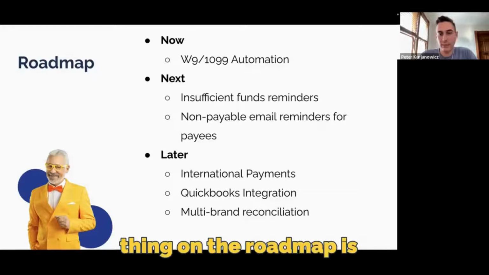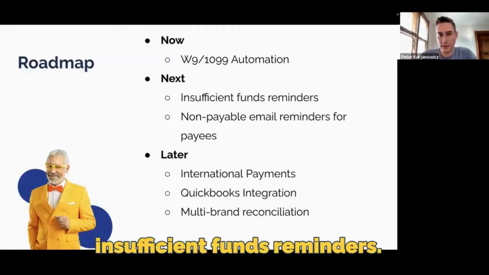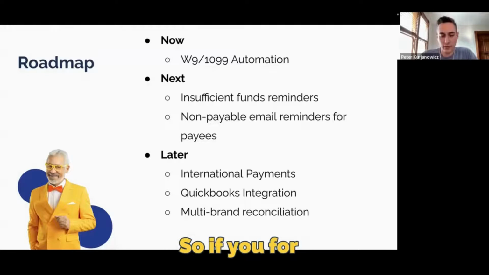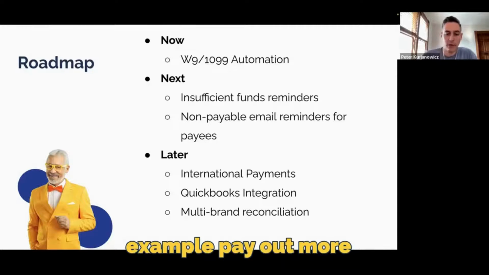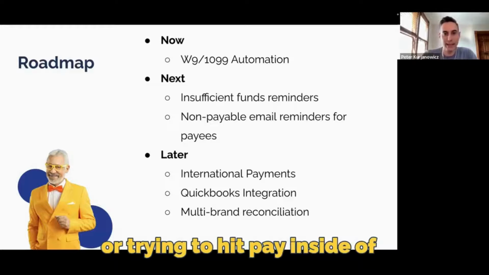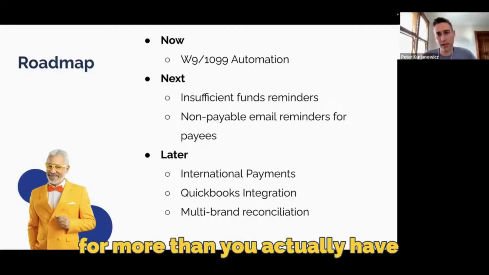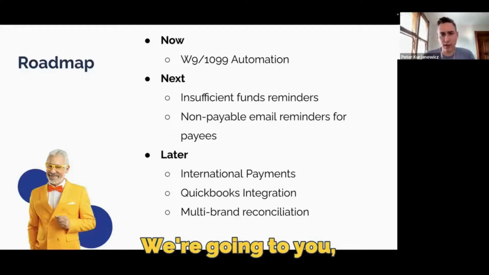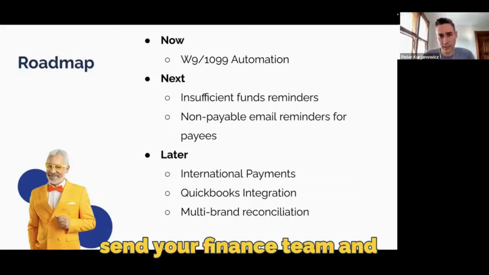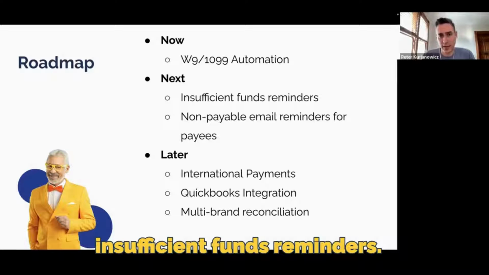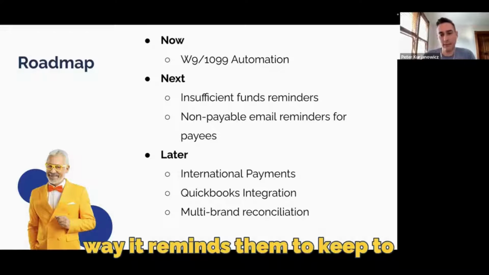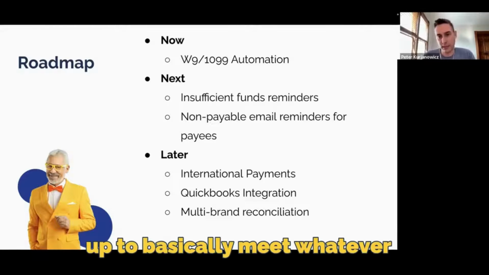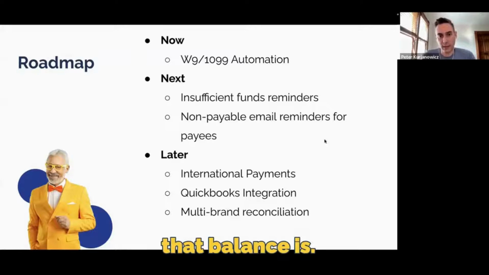The next thing on the roadmap is insufficient funds reminders. So if you, for example, pay out more than you have, or try to hit pay inside of Everflow, and it's for more than you actually have in your wallet, we're going to send your finance team an insufficient funds reminder. That way it reminds them to top up to meet whatever that balance is.